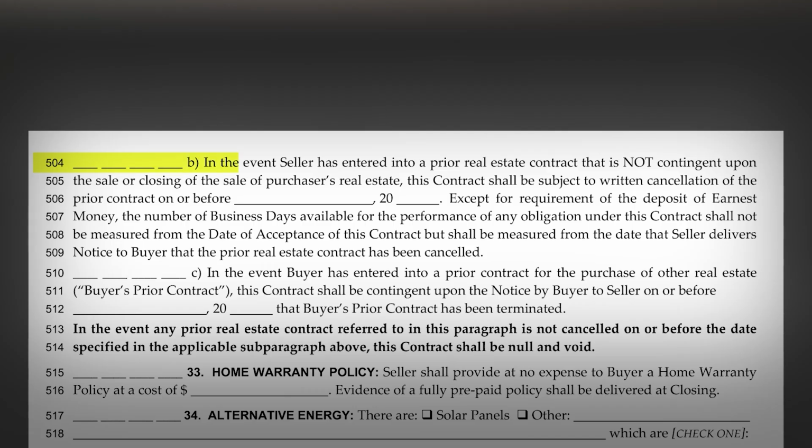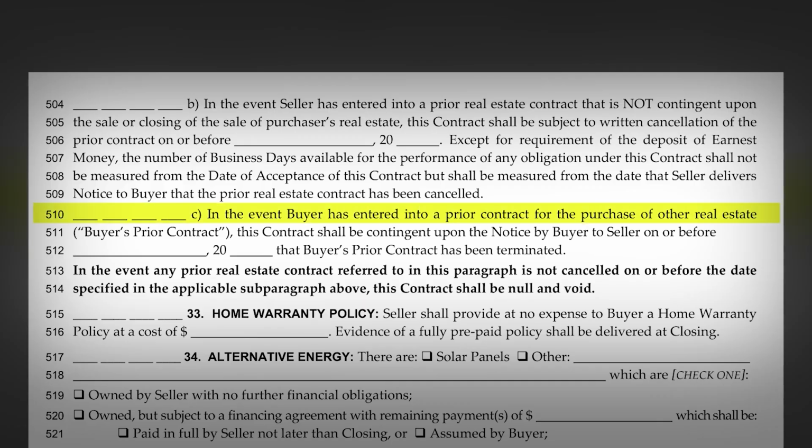Paragraph B is in the event that the seller has entered into a real estate contract that is not contingent on a prior sale or closing. Maybe you are coming in during those first 5 days when it's attorney inspection.